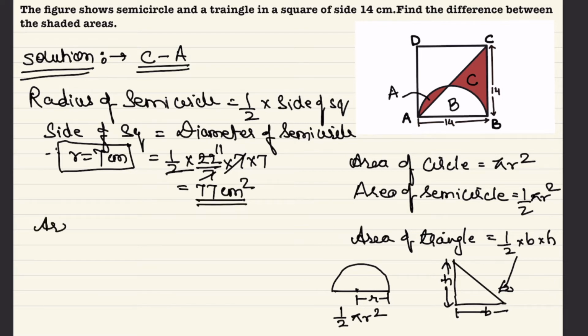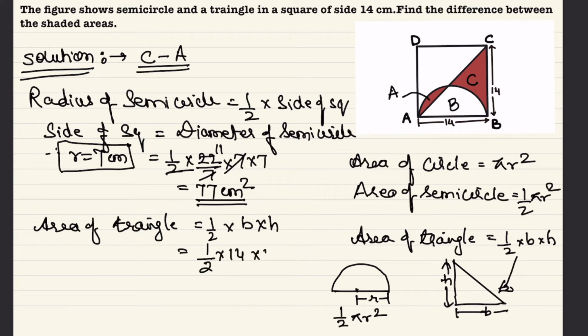The area of the triangle will be half into base into height. The base is 14 and the height is also 14. So, it will be 98 centimeter square.